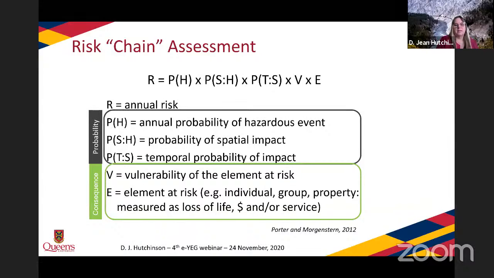So if you think about, for example, a landslide impacting a building, if there's no one in the building at the time, there will be a spatial impact, and there'll be damage certainly, but temporarily there will be no lives lost in that circumstance, for example. And then when we look at consequence, we look at the vulnerability of the element and also the element that's at risk. And this can be measured in terms of loss of life, dollars, and/or loss of service.